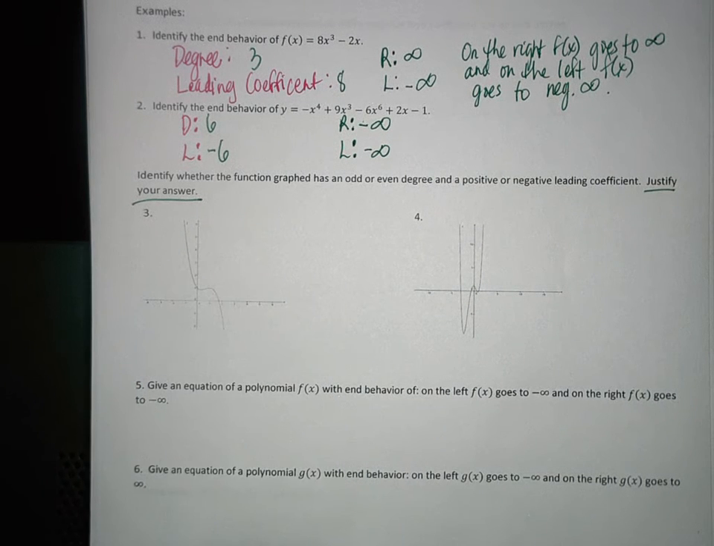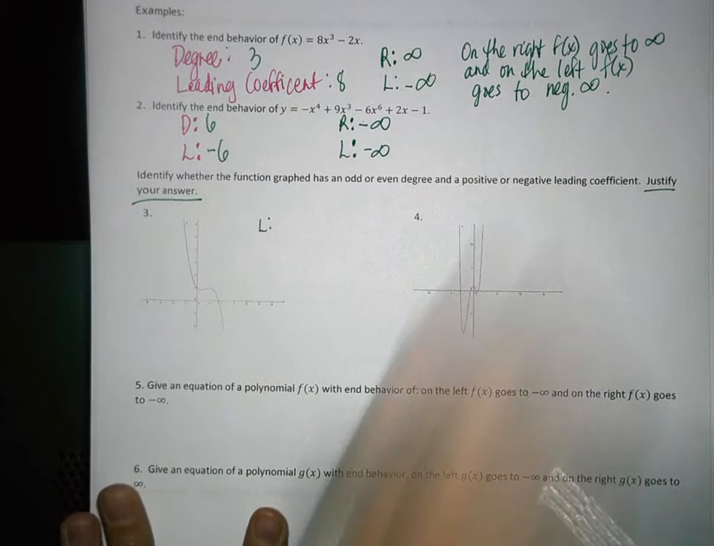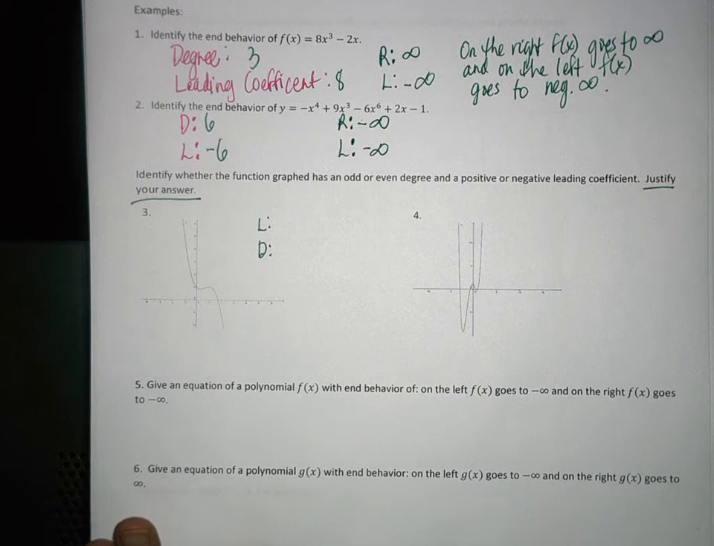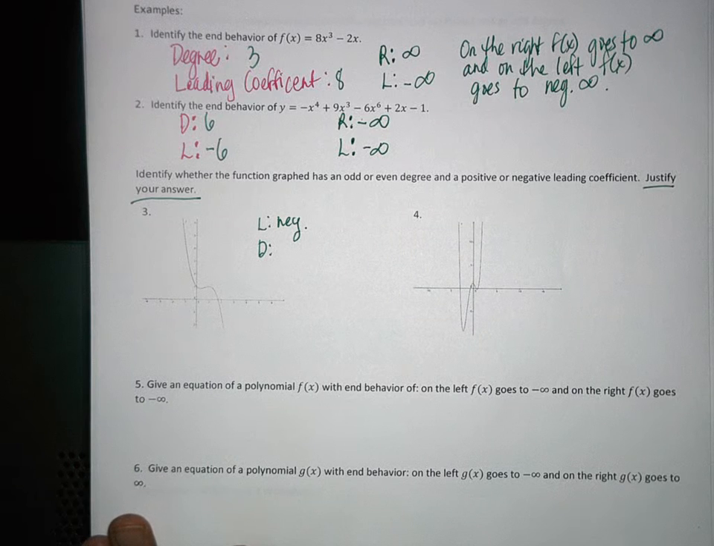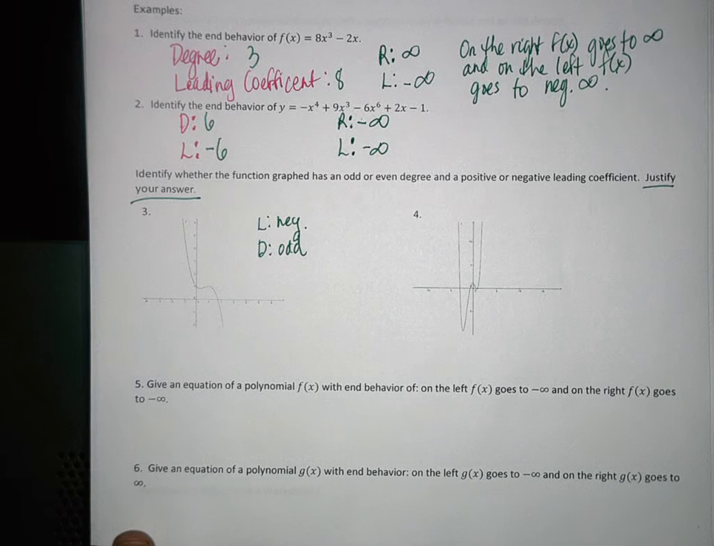So, what do you think the leading coefficient is? Okay, so we have leading coefficient and we have our degree, correct? Okay. Good. So the leading coefficient is going to be negative. How do we know it is negative? Because the right side is going to negative infinity. Good. Okay, what type of degree will I have? Very good. I'm going to have an odd degree. How do I know that it's an odd degree? Very good, because they're going in opposite directions and odd degrees go in opposite directions.